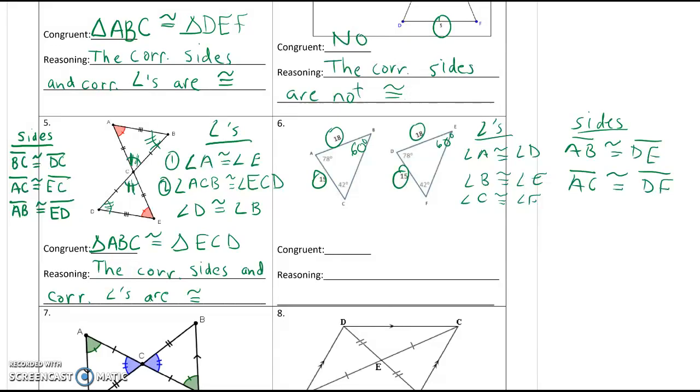The third side is not given to us. There's no way we would be able to figure out that third side. So since we're missing that one piece of information, we don't know if the 2 triangles are congruent. So in this case, there's not enough information.